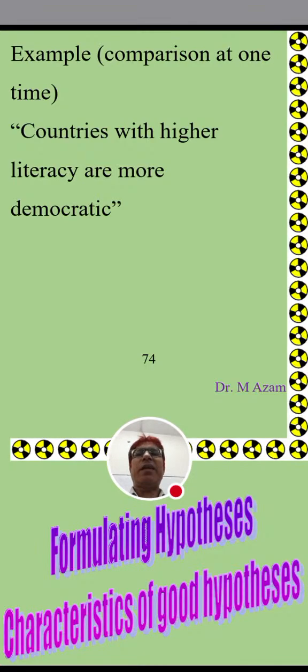Example, comparison at one time. Countries with higher literacy are more democratic. Now, here you are not going into history. You are taking two, three countries at the same time and comparing them. If the literacy rate is higher in South Korea and Japan, and lower in India and Pakistan, it means democracy is better in South Korea and Japan. That's it. At one time, you take the data.